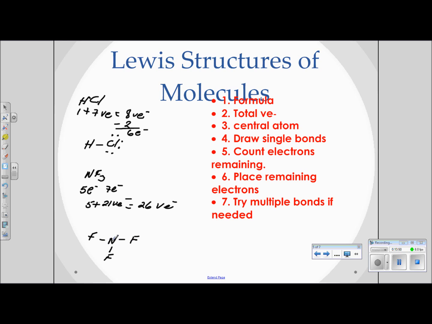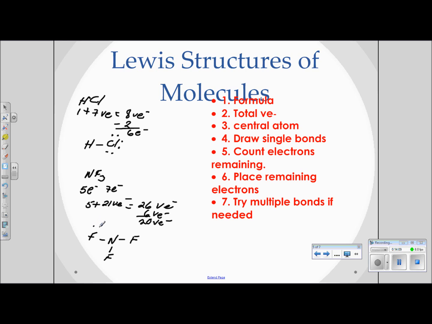Each dash represents 2 electrons, so 2, 4, 6. 6 electrons have already been placed, so we don't have to worry about those, but we're going to subtract, and this gives us 20 valence electrons left to be placed. So now I'm going to go ahead and start placing them.